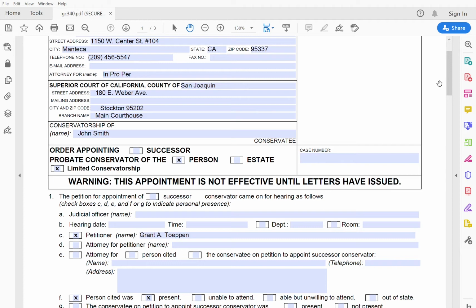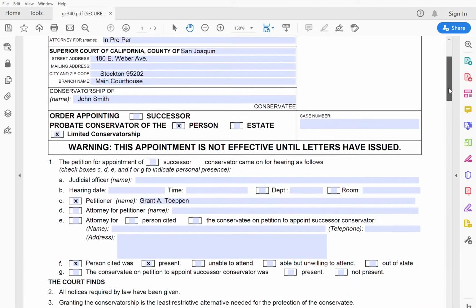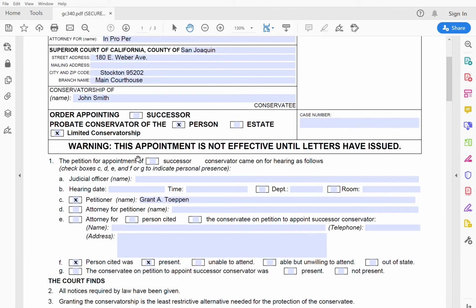And I keep a close eye on the probate notes about 2.5 weeks before the hearing. At 2 weeks, I start checking every day to see if anything has come up that requires my attention. And then I fix it as quick as possible and make sure the court is in receipt of whatever documents I have used to remedy the situation. So, the petition for appointment of successor conservator or normal conservator came on for hearing as follows. So of course you check this box if it was a successor petition.